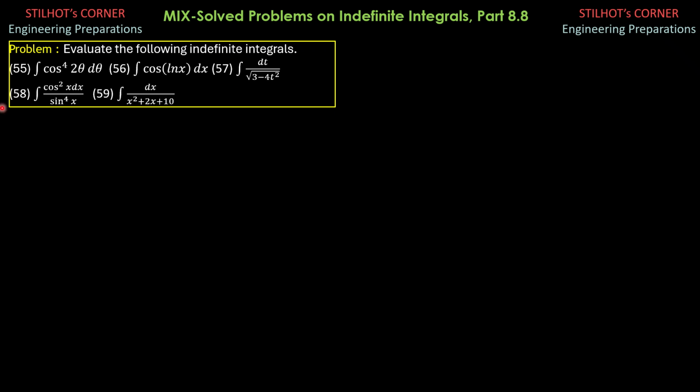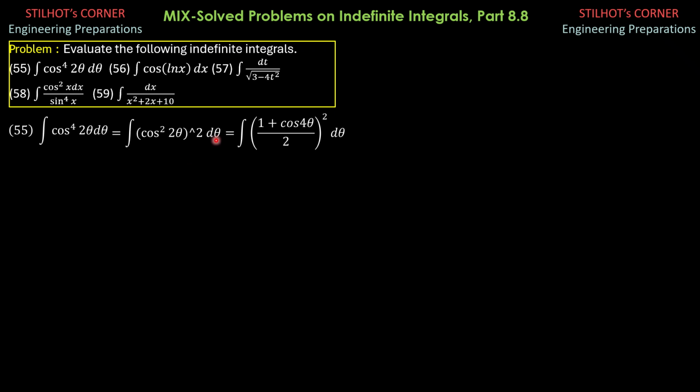By the way, these numberings of exercises, miscellaneous exercises, are taken from the book by Love and Rainville, for your information. So 55, we use the identity for cosine squared of 2 theta. We transform that into the integral of cosine squared of 2 theta quantity squared, and we replace cosine squared of 2 theta by its identity, quantity 1 plus cosine 4 theta over 2, quantity squared, d theta, because this is squared.